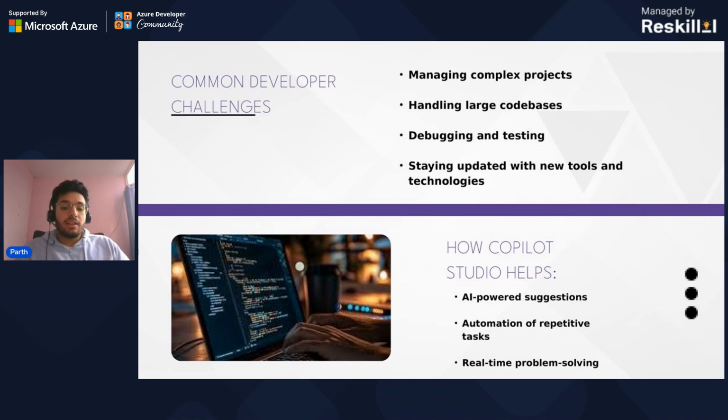Apart from that, it is real-time problem solving. If you are coding, basically, if you are writing a line, GitHub Copilot and Copilot Studio will know about the context you are going to write about, and then it will pre-fill the code line you are going to try to write itself. So that's one more thing how it will help in real-time problem solving. So yeah, let's move on.